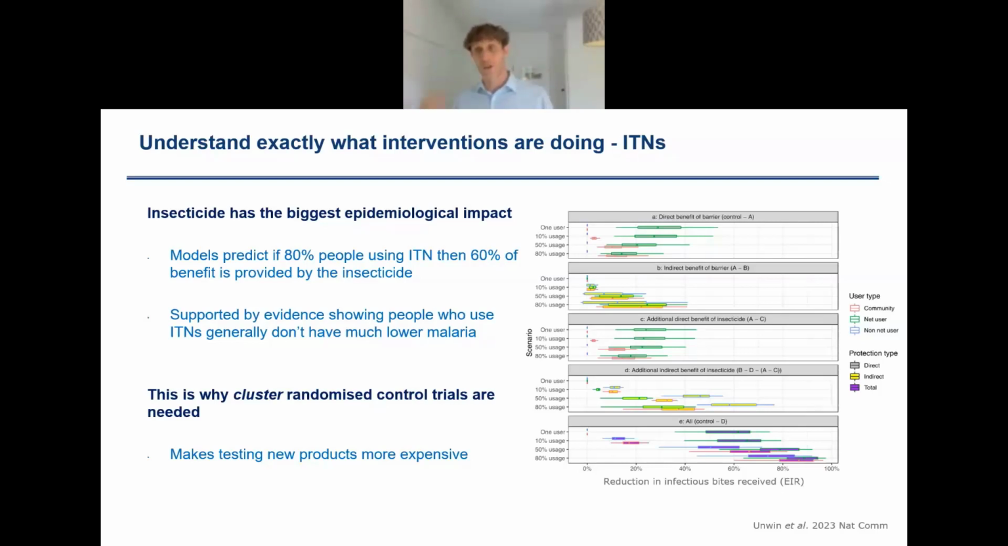They're not transmitting, and therefore you are protected, even if you are not using a bed net yourself. Hence that rather tricky exam question that I was given years ago. But one of these things is quite difficult to show, because we can't really randomize resistance. We can't really randomize mosquitoes between communities.